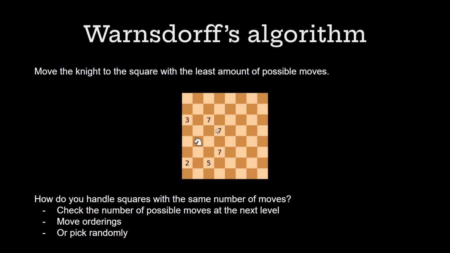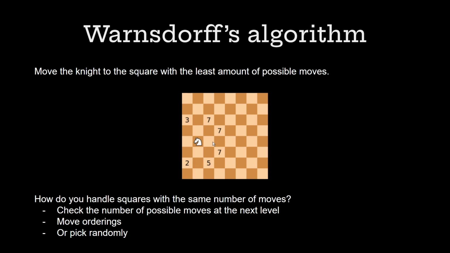This algorithm also brings some problems. For instance, the problem with ties. What would happen if our least amount of possible moves occur in different squares? For instance, let's just ignore these three numbers and go with the 7. How would we decide where to go to? There are three main solutions.